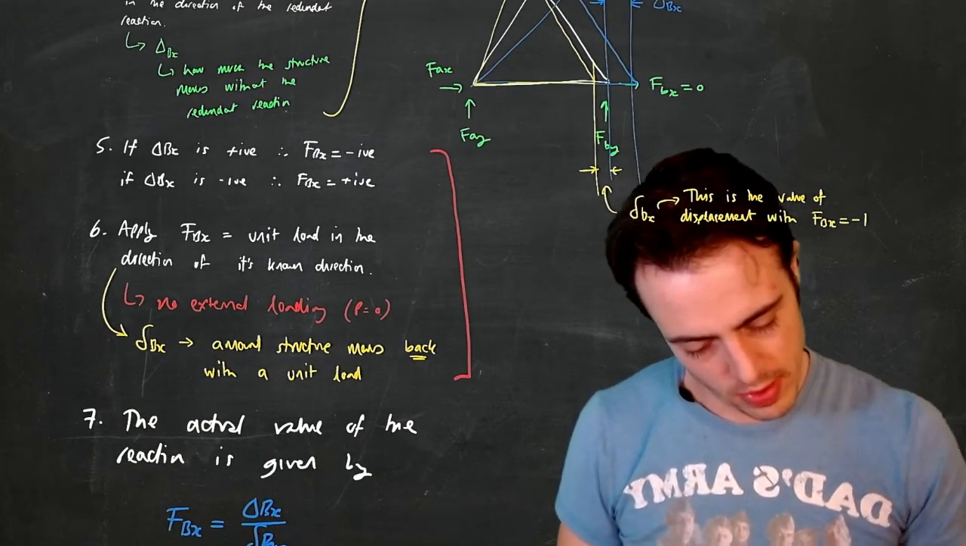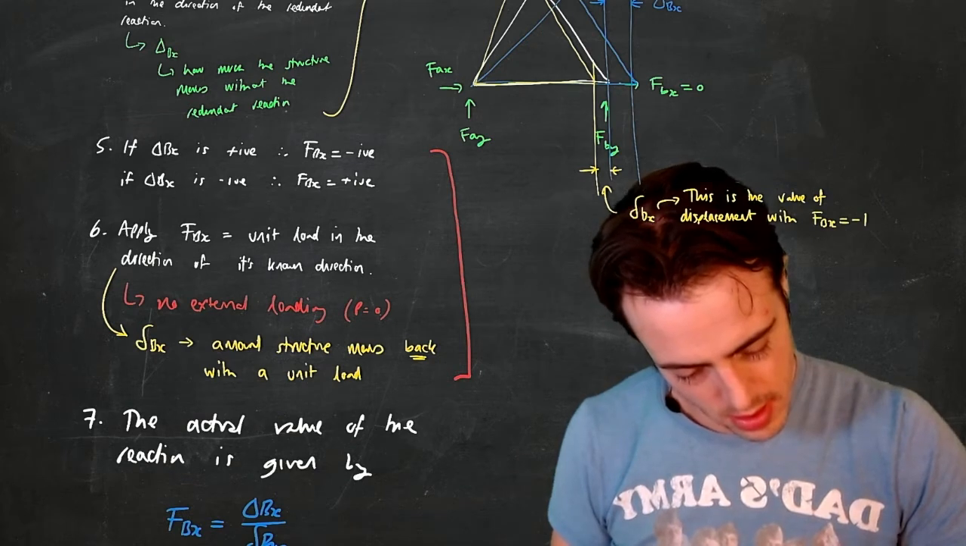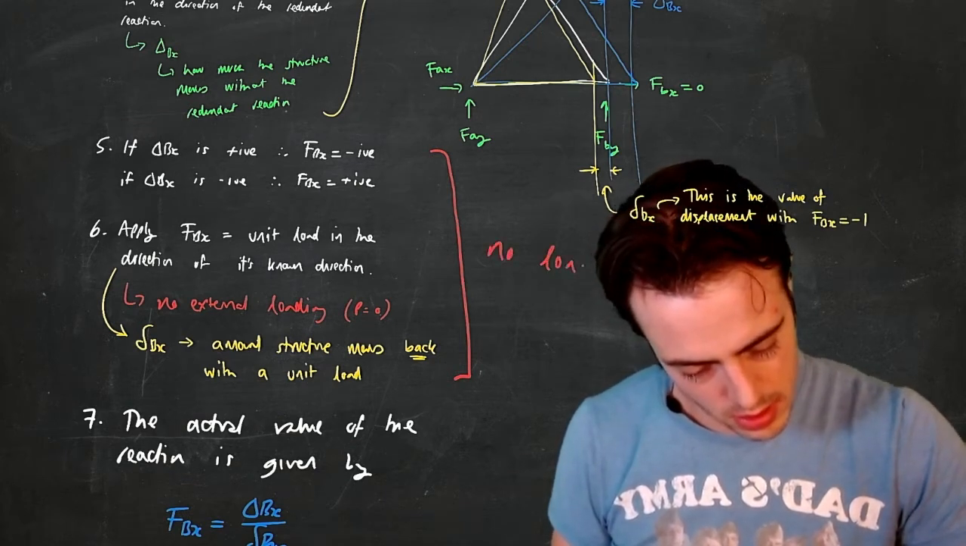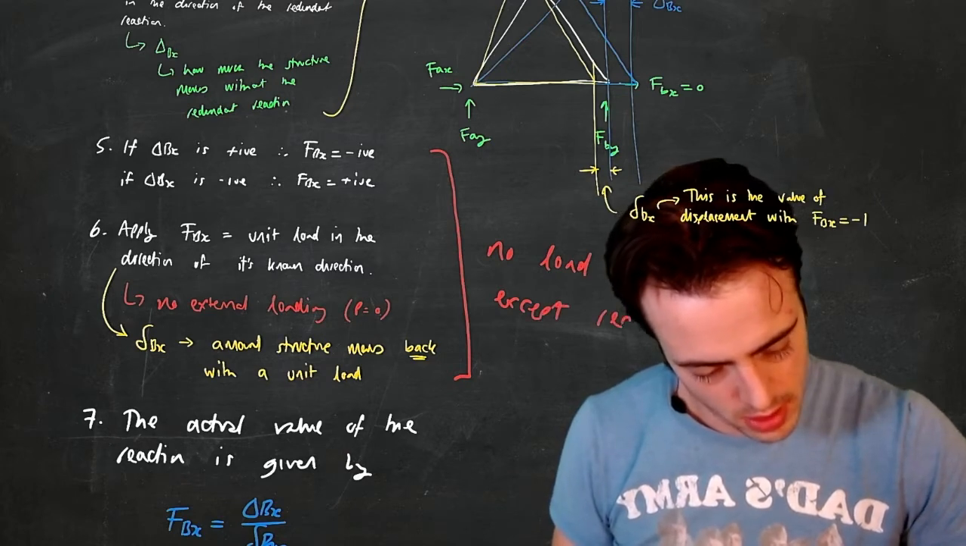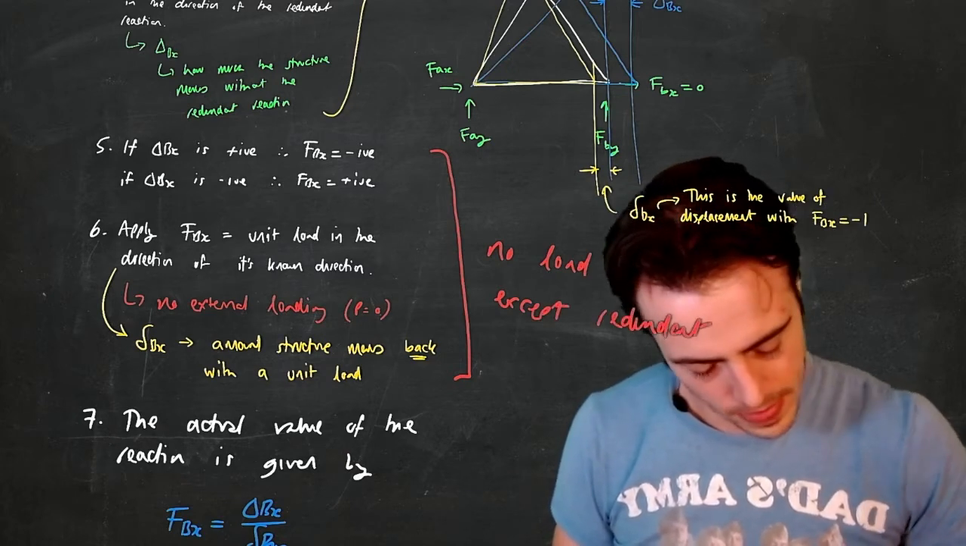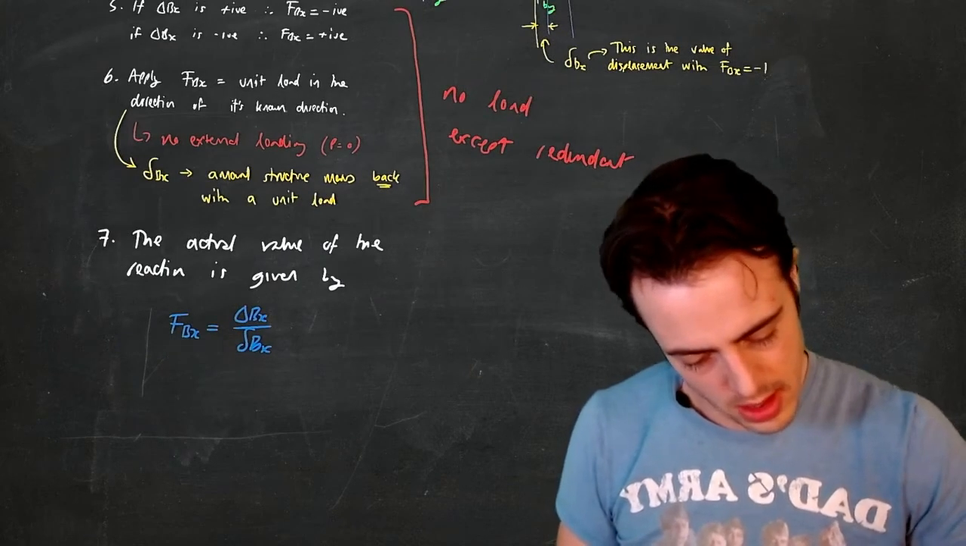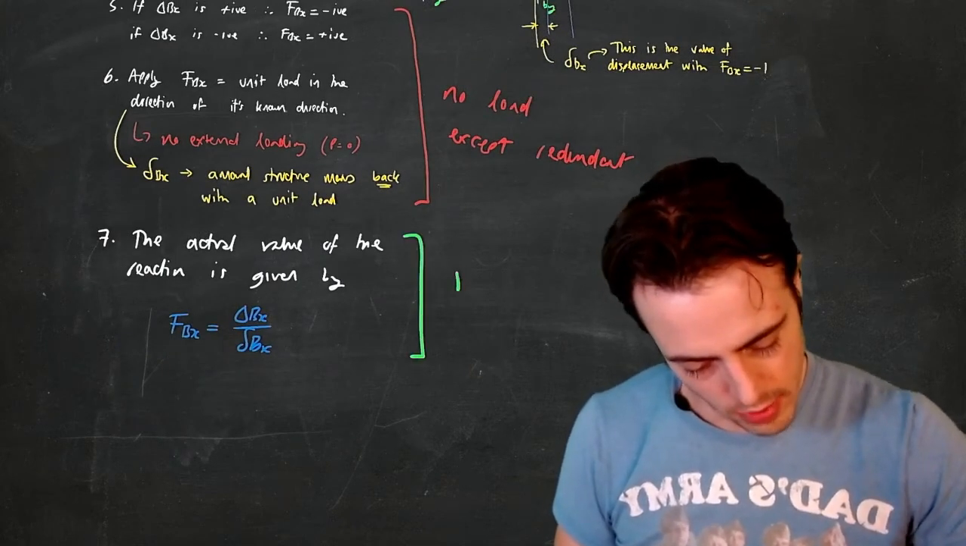So we've worked this out. This is with no load, except the redundant. And then this last one here is the real structure.